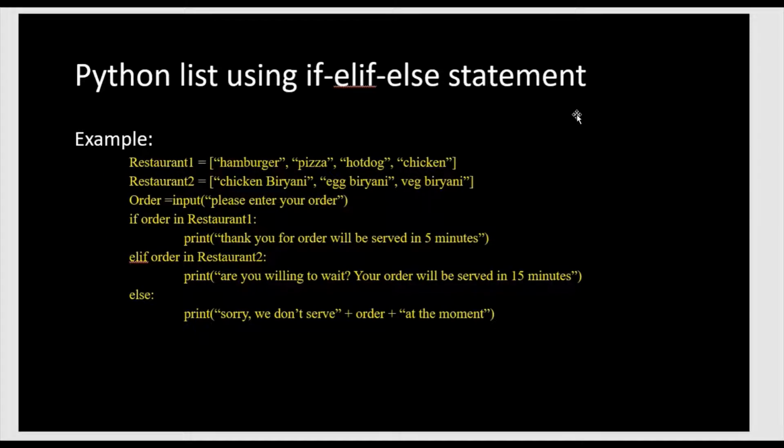And this is an if elif else statement. Simply, there are two types of restaurant cases: the person who came to the restaurant can order anything. If it is present in the restaurant, they will be served. If it is not present in the restaurant, they will not be served. Sorry, we don't have that order at the moment.